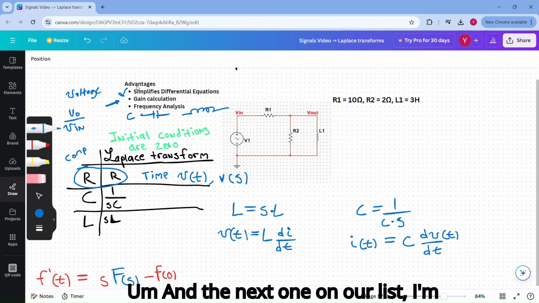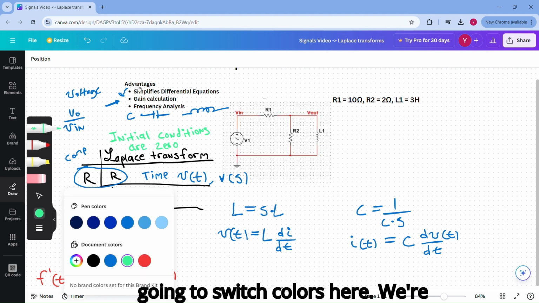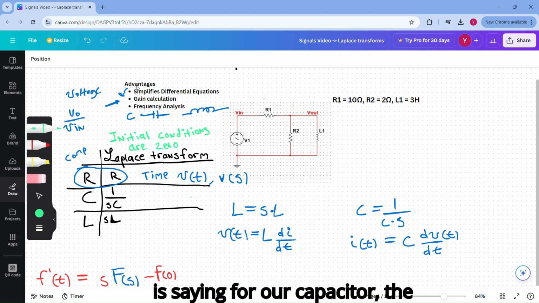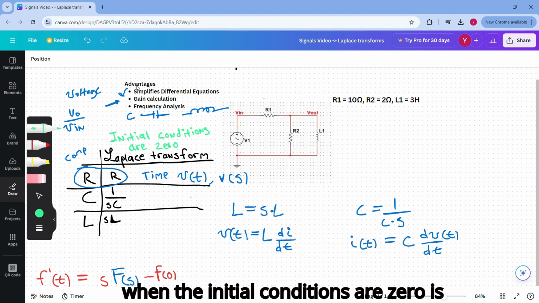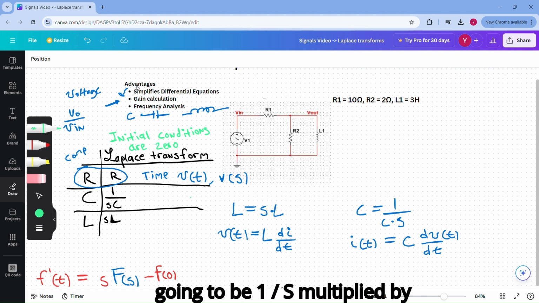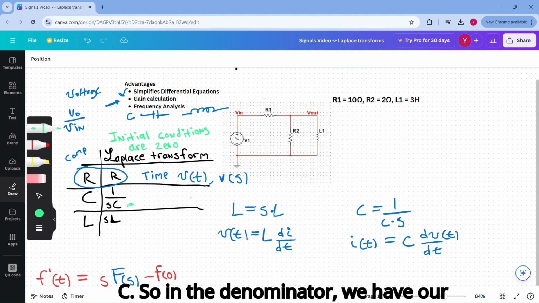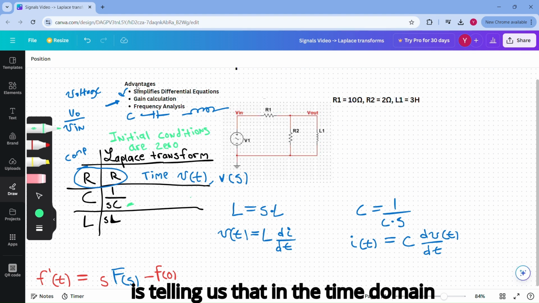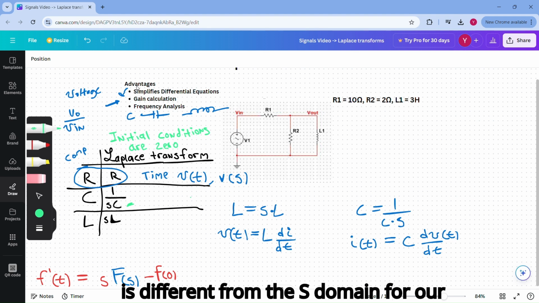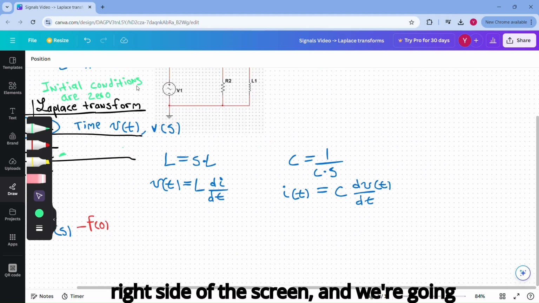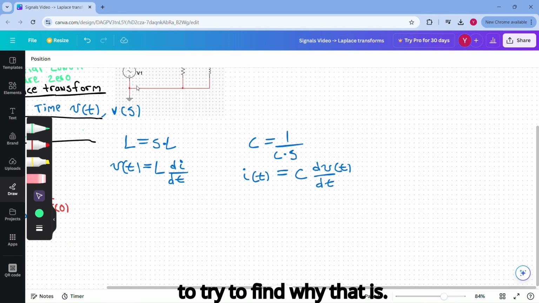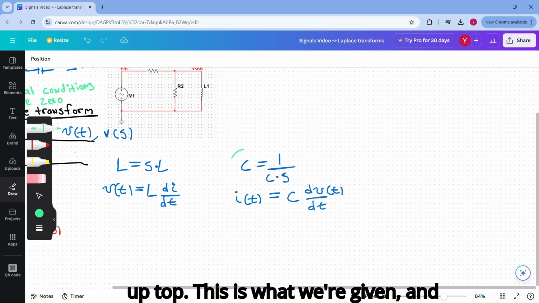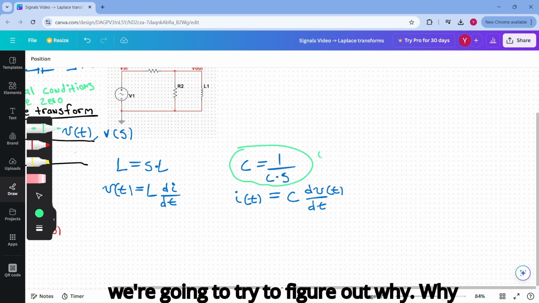And then the next one on our list, I'm going to switch colors here. We're working with our capacitor. And our table is saying for our capacitor, the generic Laplace transformation when the initial conditions are zero is going to be 1 over S multiplied by C. So in the denominator, we have our S and we have our C. So this is telling us that in the time domain is different from the S domain for our capacitor. And so I'm going to go to the right side of the screen, and we're going to try to find why that is. So I'm starting here up top. This is what we're given, and we're going to try to figure out why.